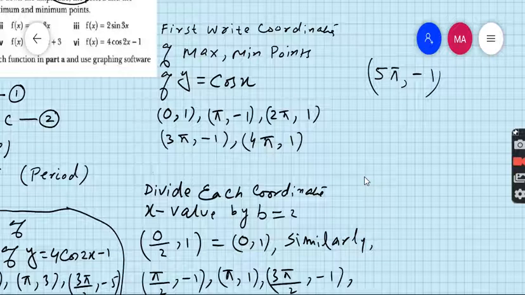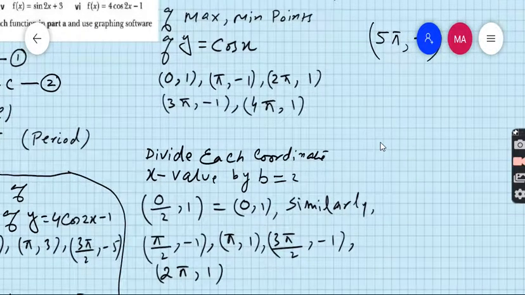But we do not have y is equal to cos x, we have the function y is equal to 4 cos 2x minus 1. So first we have to change all the x values. How can we change all the x values? Divide each coordinate's x value by the value of b. What is the value of b? We have already found it to be 2. So first take 0 comma 1. So 0 upon 2 comma 1 is equal to 0, because 0 upon something you know is always 0.